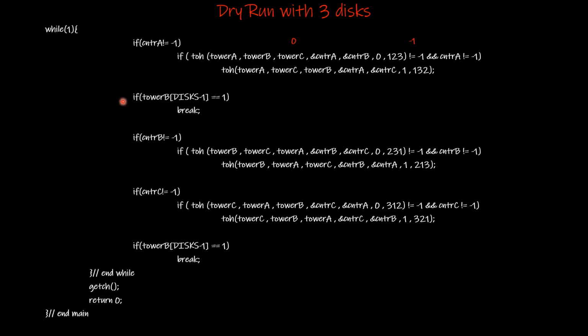Here, are we having value 1 at the topmost position of B? If you remember, tower B is having value 3, 2, 1. The topmost value is 1, and therefore the condition is true. And this time the break statement is executed. We break out of the loop and we end the main function. In that process, we have achieved the transfer of values from tower A to tower B, and that is how we have solved the Tower of Hanoi problem.